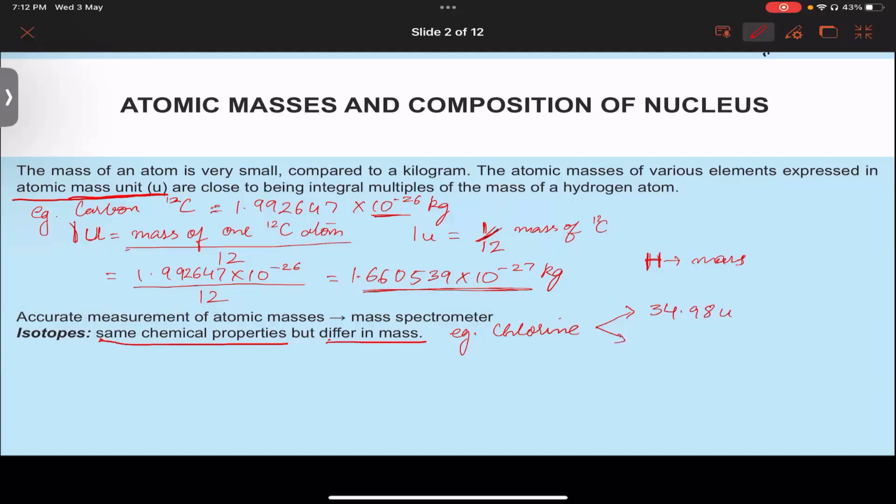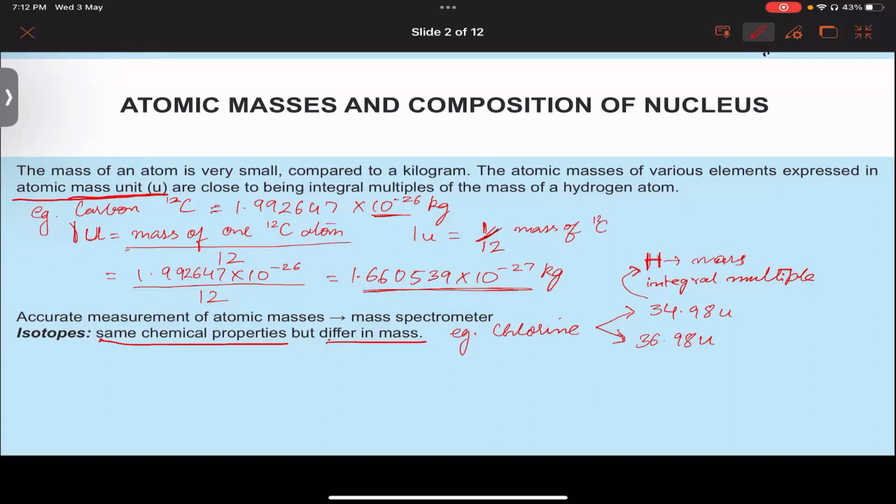One isotope has a mass of 34.98 U. Why are we considering such small values? We are considering them as integral multiples. So one is 34.98 U and the other one is 36.98 U. These are the integral multiples of the hydrogen atom, and these are the masses of the chlorine isotopes.